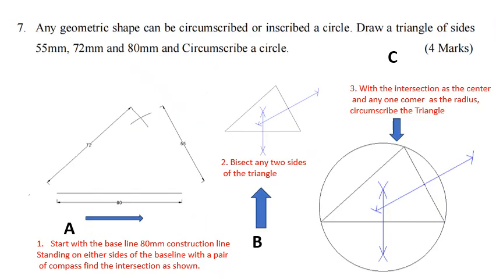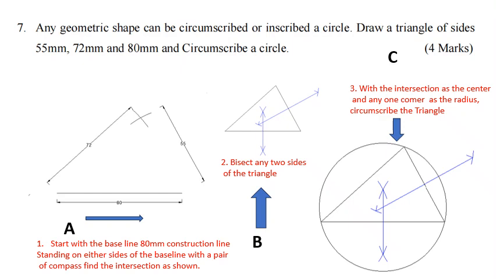Now, question number 7, any geometric shape can be circumscribed or inscribed in a circle. I think there's a point that is missing there. Draw a triangle of sides 55 millimeters, 72 millimeters, and 80 millimeters, and circumscribe it with a circle. So you can start with any of these. You can start with a 55 millimeter line as a baseline. You can start with 72 as the baseline, or you can start with 80. So here we can see that 80 has been placed at the baseline.